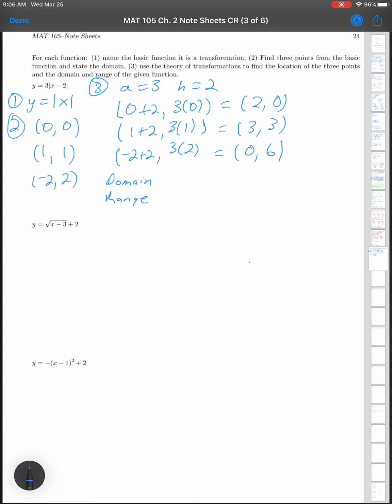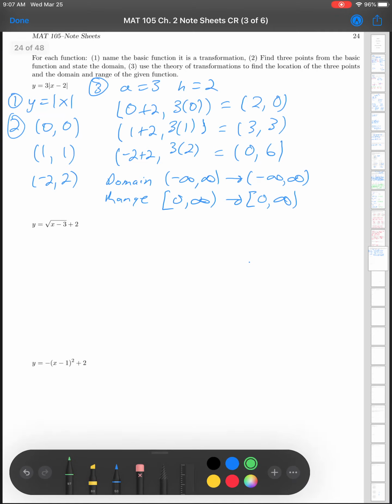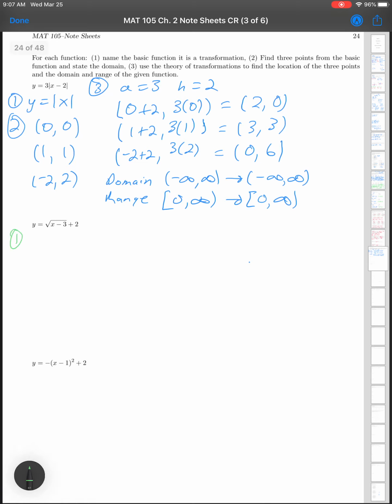Okay, and then we do the same thing we did before for the domain and range. So the domain is -infinity to infinity. So that's going to stay the same because if you add 2 to those, nothing happens. And then the range here is 0 to infinity. And so we multiply that by 3, and so that's not going to change this either. So our range is still going to be 0 to infinity. Okay, so that's the idea. So let's keep going through the other ones.